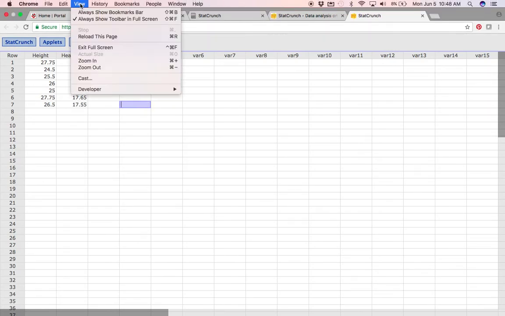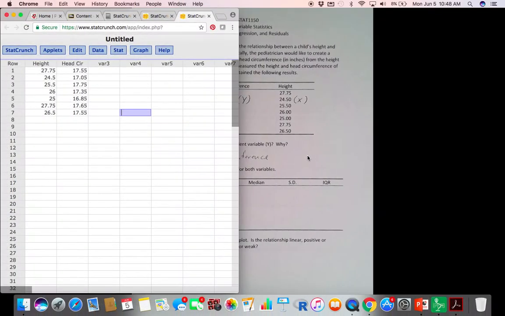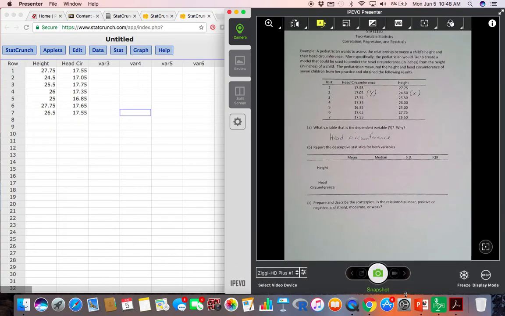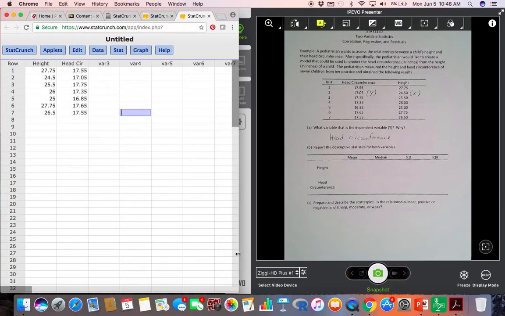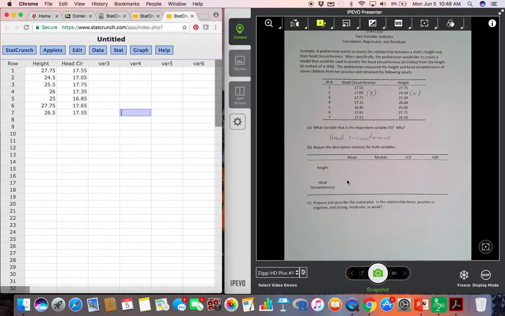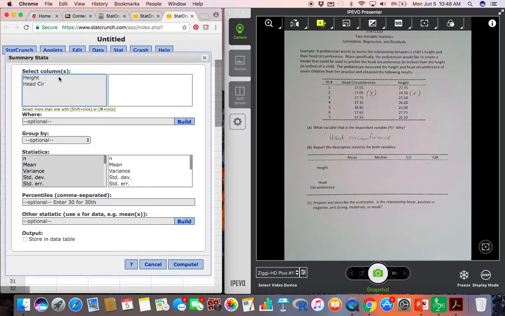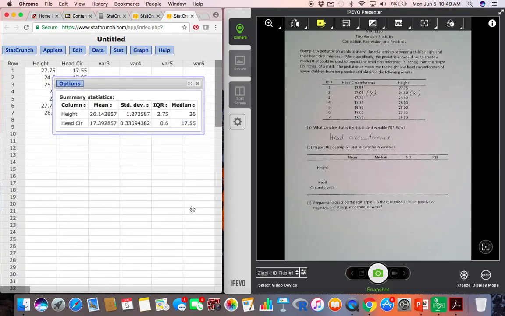I want to exit full screen. All right, perfect. Okay, so the next thing we want to do is report the mean, median, standard deviation, and IQR. So, guys, you should know by now that we go to summary stats, columns. And I'm going to choose both of those. And then I want to come down. I want to do the mean, the standard deviation. What else do we have? We have the IQR. And we have the median, which is someplace up here, I'm sure. Yeah. So compute. And we see we have our values.